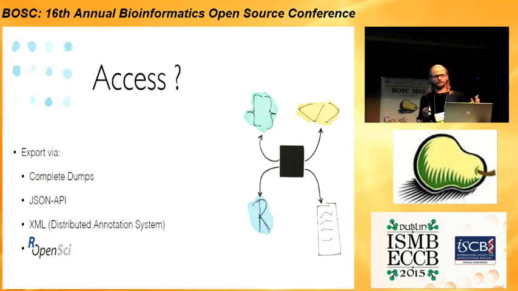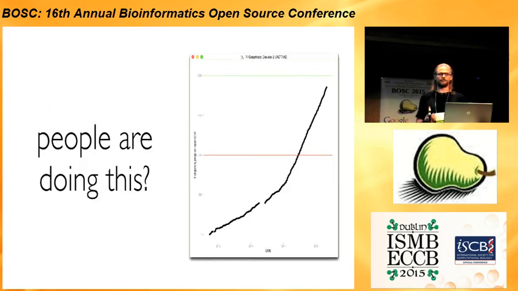We also have a JSON API if you want to get data out. It's implemented into rOpenSci, and we also have the Distributed Annotation System. And yes, people are actually doing this. Right now we have like 2,000 genetic data sets and nearly 4,000 people who have registered.